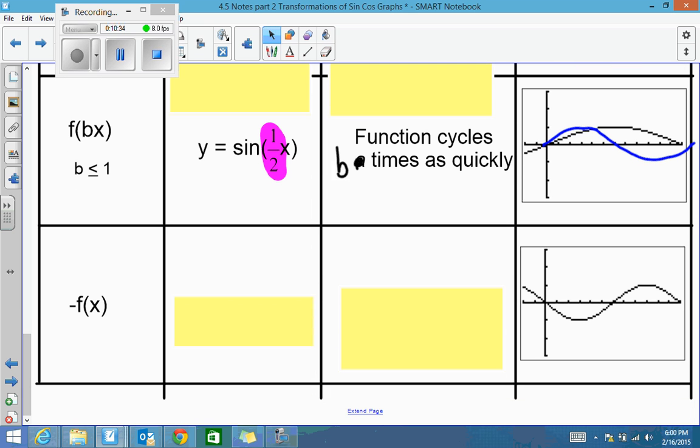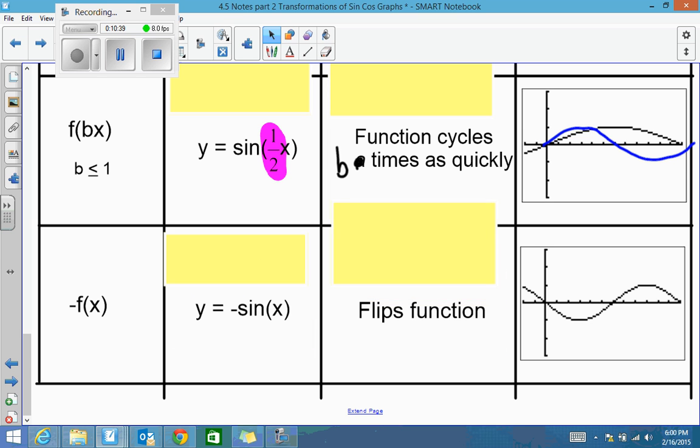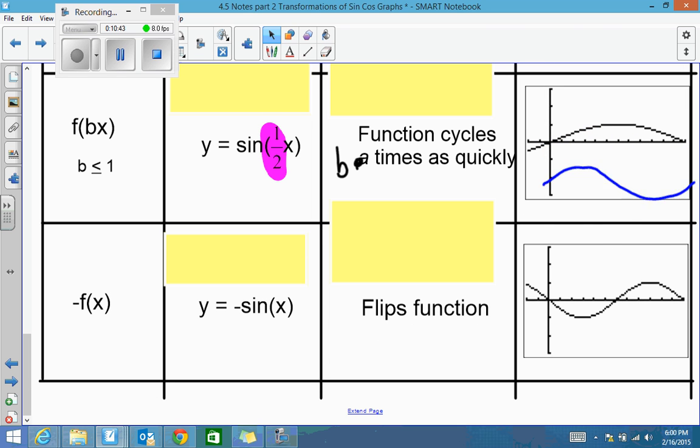Putting a negative in front, as in negative sine of x, simply flips the function. So rather than starting up and going down, it is flipped and is starting down and then going up. So that's what the negative sign does in front.